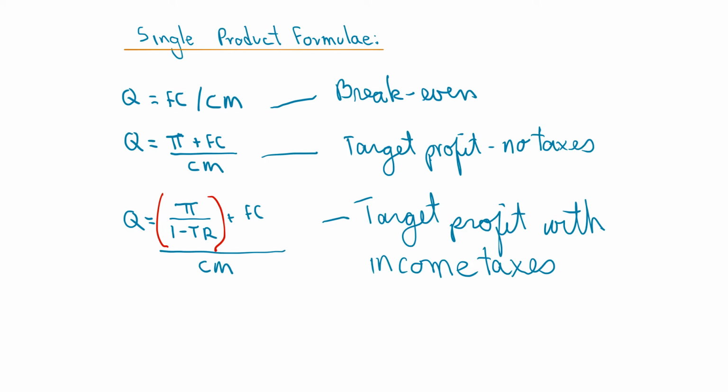First is the break-even formula. Quantity equals fixed cost divided by contribution margin. If we have a target profit but no taxes, then the quantity is equal to the target profit plus fixed cost divided by the contribution margin. And if we have a world with income taxes, then the quantity is the profit divided by 1 minus the tax rate plus the fixed cost, divided by the contribution margin.